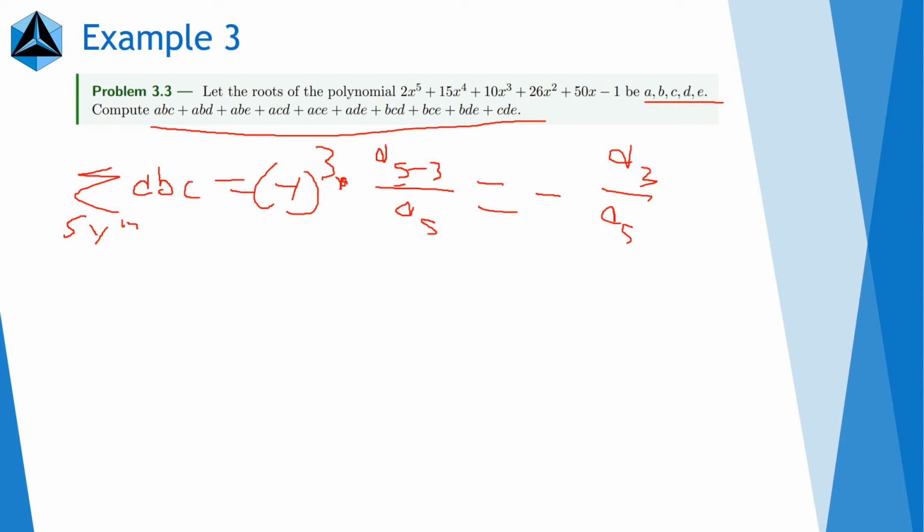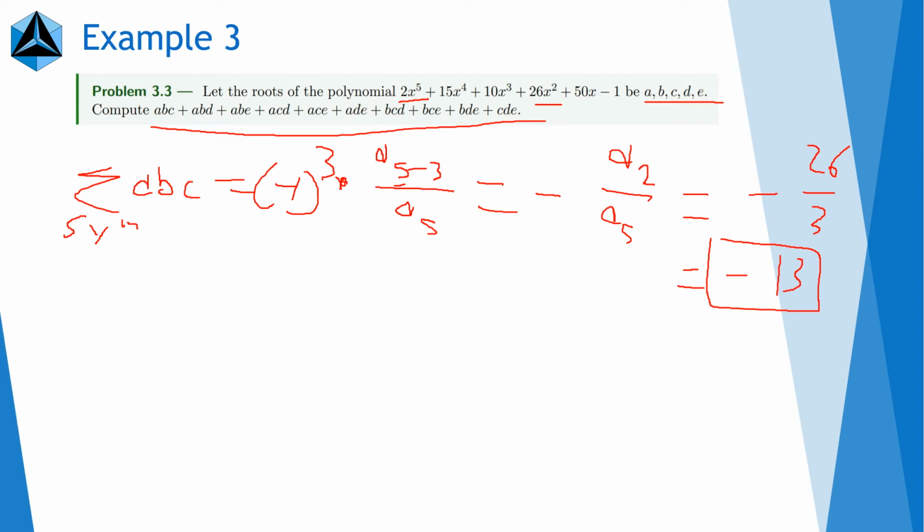That looks like a 3. Let's fix that. And so a2 is this, and a5 is this. So this is equal to negative 26 over 2, which is equal to minus 13. That was quite easy, and it was a lot cleaner than finding each individual root and then bashing all of that. That was pretty nice.